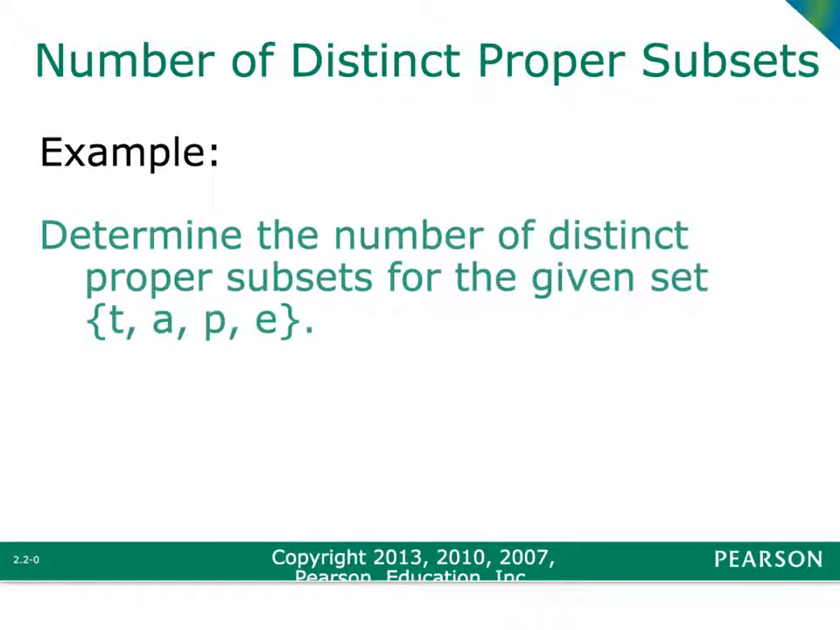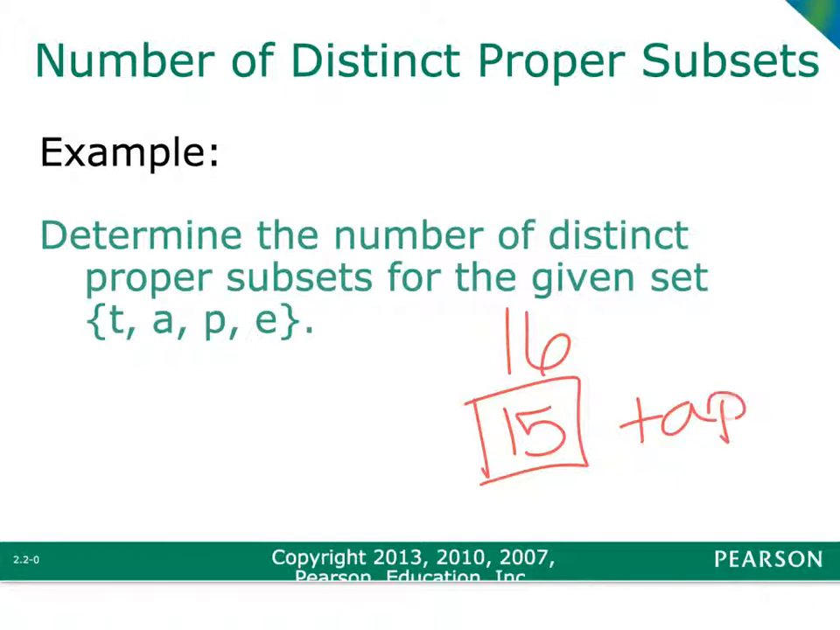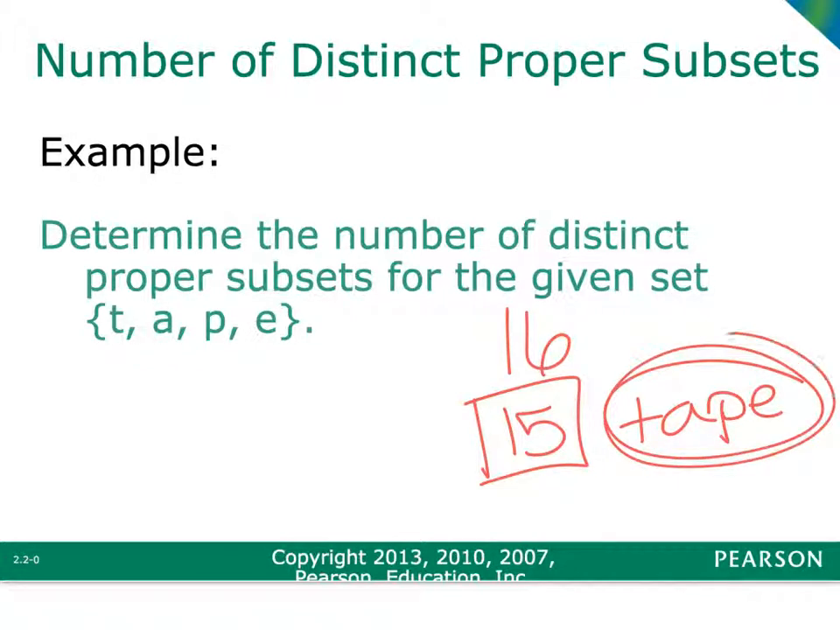So back to the example of tape, there are 16 subsets in general, but there are only 15 proper subsets because we would have to eliminate the subset that has all 4 of them included. Okay, this should be enough to get you started on that first set of problems from section 2.2.